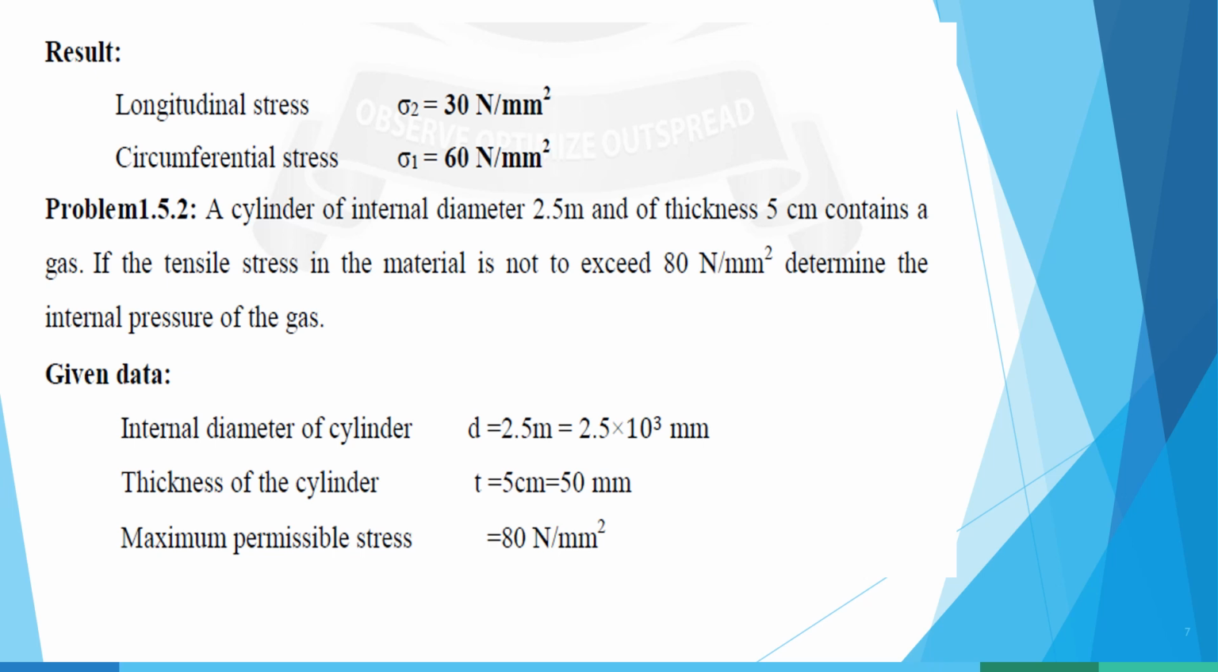Then next, example number 2. A cylinder of internal diameter 2.5 meter and thickness 5 centimeter contains a gas. If the tensile stress in the material is not to exceed 80 Newton per mm squared, determine the internal pressure of the gas. Given data: internal diameter of the cylinder D is equal to 2.5 meter, thickness of the cylinder T is equal to 5 centimeter, maximum permissible stress is equal to 80 Newton per mm squared.